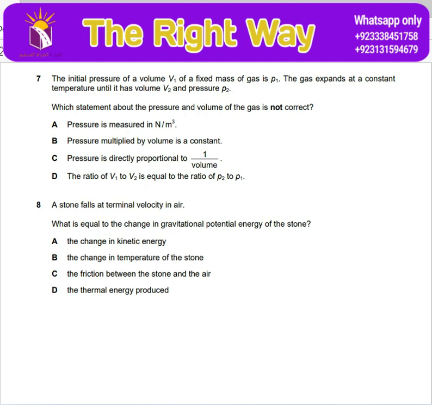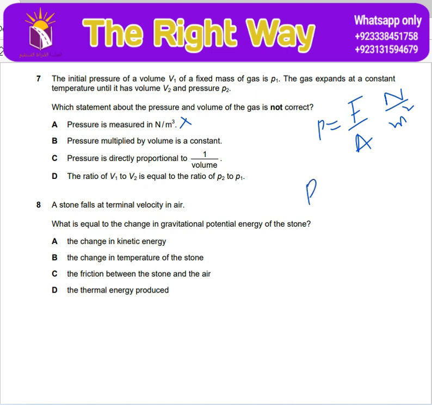The gas expands at constant temperature until its volume V2 and pressure P2. Which statement about the pressure and the volume of gas is not correct? Pressure is measured in Newton per meter cube. So it is wrong. We know that pressure is equal to force per unit area, which is equal to Newton per meter square.